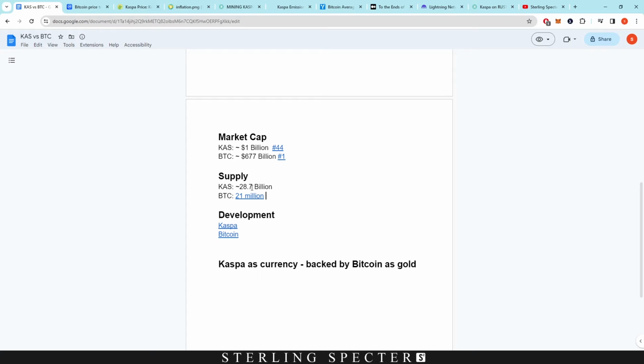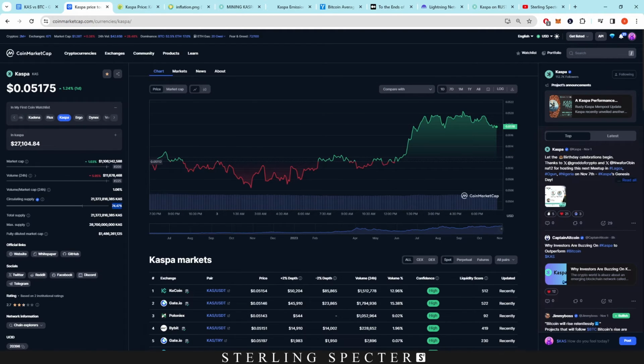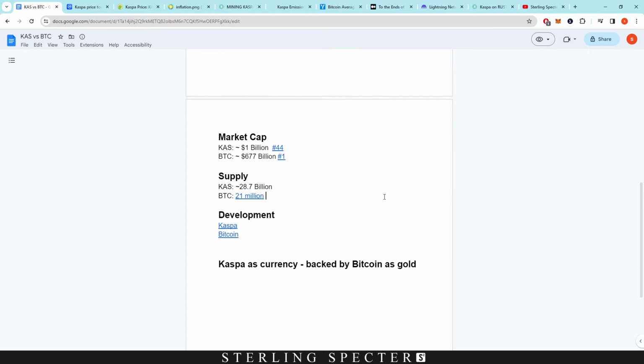So Kaspa coin, I believe, is at around 70%. Bitcoin is at 93%. And Kaspa coin is at 74%. So it's around 20% away from what Bitcoin supply is. But this is ever increasing slightly quicker than Bitcoin, so it will take over it in due time.